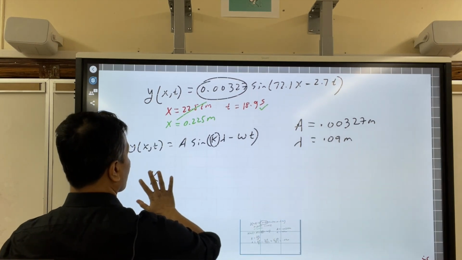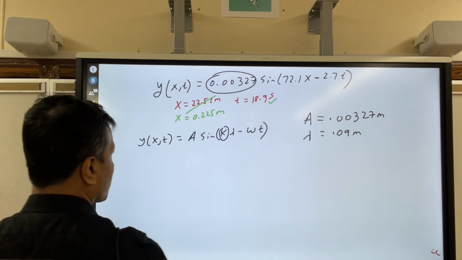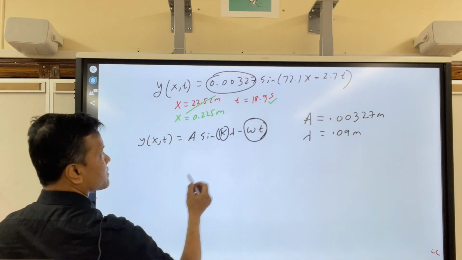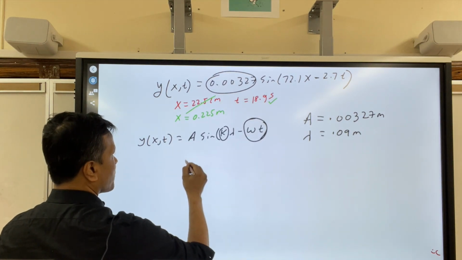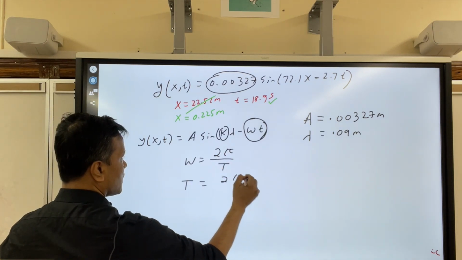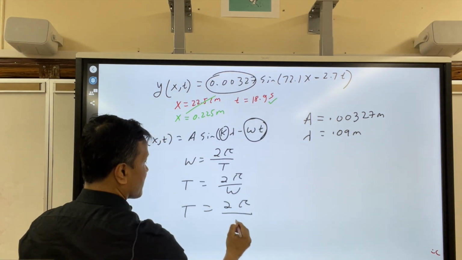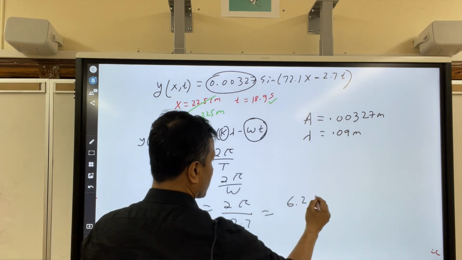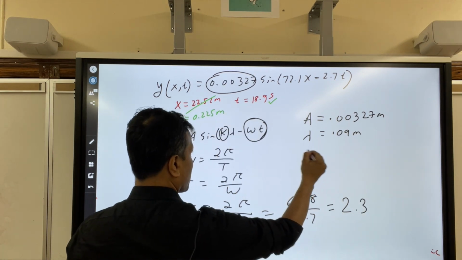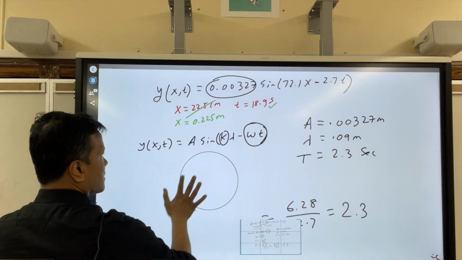Okay. Now after finding lambda, we're going to find the period. So the period is right here. What we know about omega is that it's 2 pi over period. So period is 2 pi over omega. Omega is 2.7. So 6.28 divided by 2.7 is 2.3. So period is 2.3, and the SI unit is second.